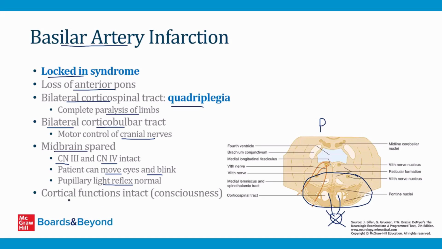Also, higher functions like cortical functions are going to be intact. This means that the patient will have consciousness. And so this is a very scary syndrome, the locked-in syndrome. Basically, the patient is conscious and can move their eyes and blink and can see, but they can't speak or otherwise communicate. If you've ever read the book or seen the movie Johnny Got His Gun, it's about a soldier in World War I who had this type of injury.